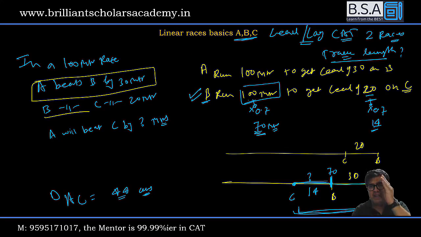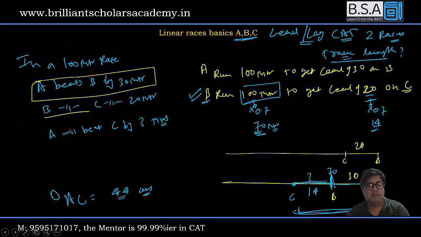Right now, when A finishes the race, B has traveled 70 meters. What is 70 meters? 70%. So if that is 70%, here 70% will be 14. So when B travels 70 meters, he is 14 meters ahead of C. So AC is 44 meters.